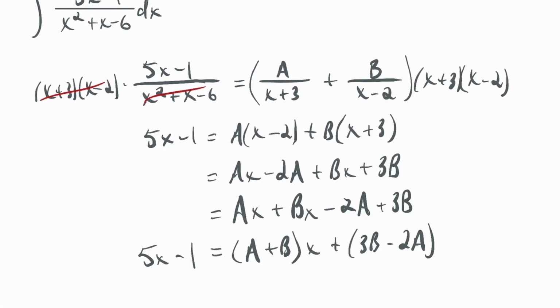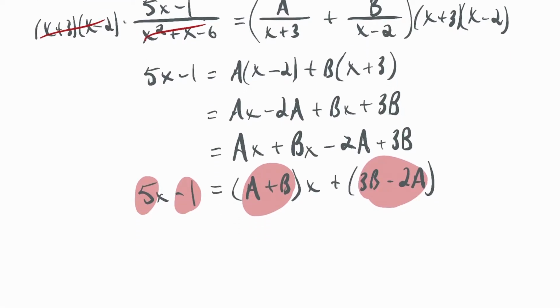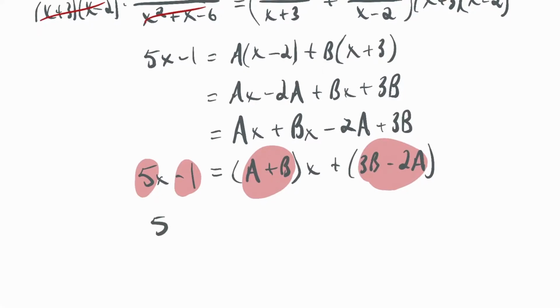And that means that this coefficient has to be the same as this coefficient. So a plus b is 5. And this coefficient has to be the same as this coefficient. Because remember, this is an identity equation as far as x goes. This works for any x. So the coefficients have to match. So 5 equals a plus b. And negative 1 equals 3b minus 2a.